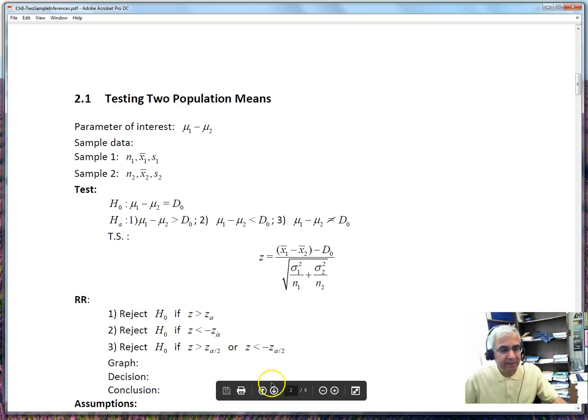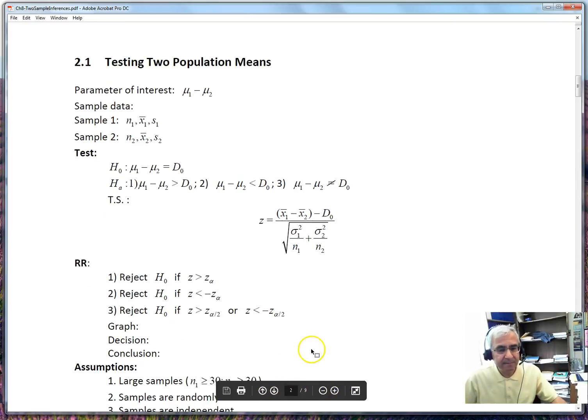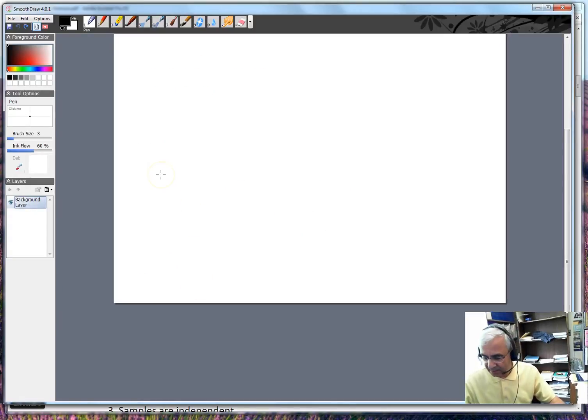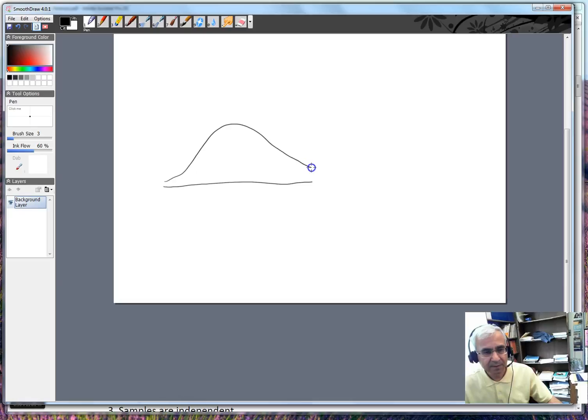So let's graph this and see how it works. I want to do it here on this graph. Basically, I want to graph a bell-shaped distribution. So I'm going to go up. This is my bell shape. And so what determines the type of test I have is the alternative.